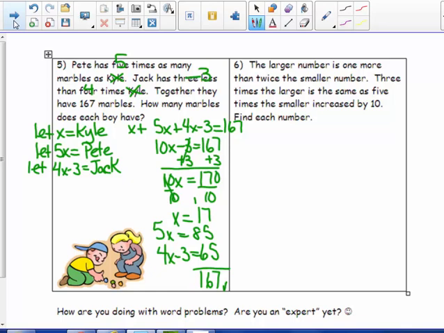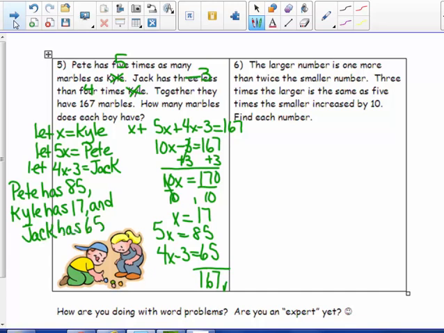How many marbles does each boy have? So, I'm going to have to squeeze it over here. Pete is the 5x, so Pete has 85. I don't know why I wrote him first, but it doesn't matter. Kyle has 17, and Jack has 65 marbles. I didn't want to write marbles every time. Has 65 marbles just because I'm running out of space here. But that is the label.